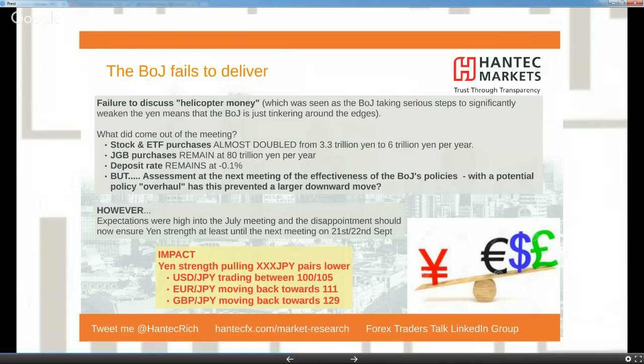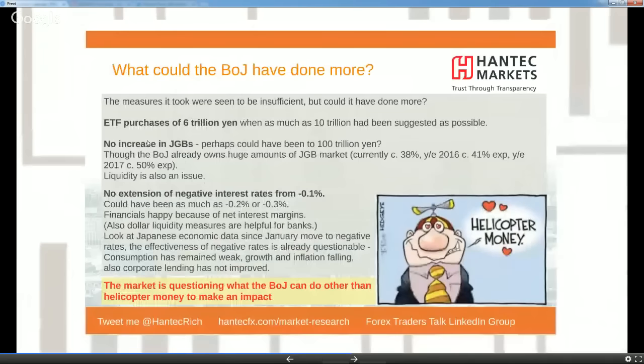And the impact of that, I mean, basically expectations were high going into the July meeting. The market thought that they were going to do a lot more than they actually did. They could have done a lot more on JGBs, increased to maybe 100 trillion. I've got a slide, actually, the next slide. What could they have done? Well, ETF purchases could have been 10 trillion instead of 6. No increase in JGBs. They could have been up to 100 trillion.